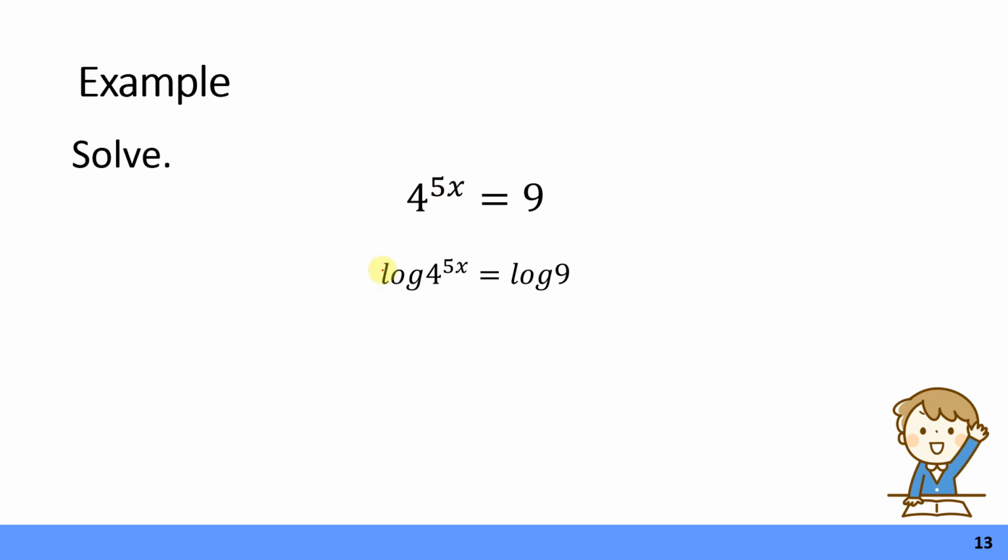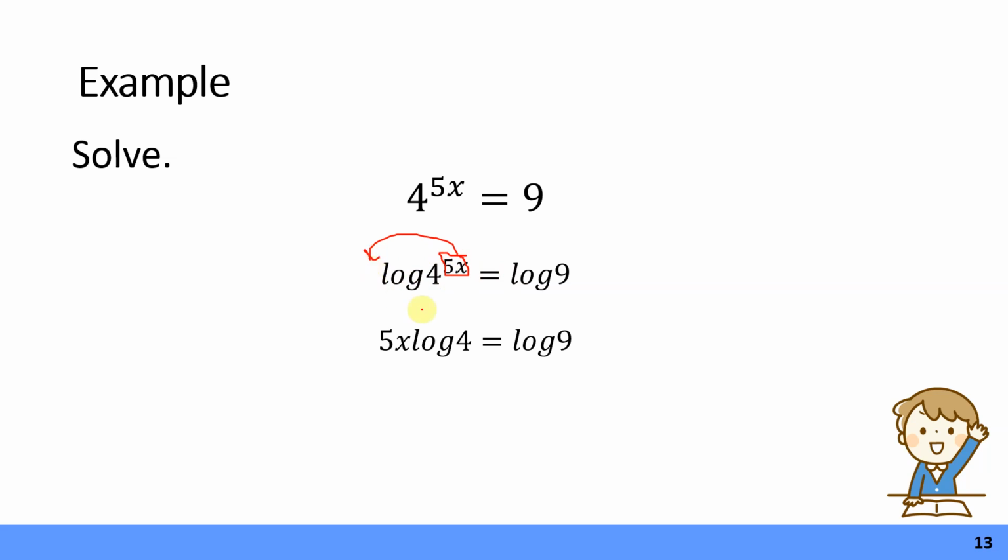Just remember, if you add ln to one side, you have to add ln to the other side. Don't go all crazy and put a log here and an ln here. Whatever you do to one side, it has to be exactly the same on the other side. So I went ahead and put log on both sides. Again, the whole idea of adding a log is so that I can move the exponent to the front. So that gives me 5x log 4 equals log 9.